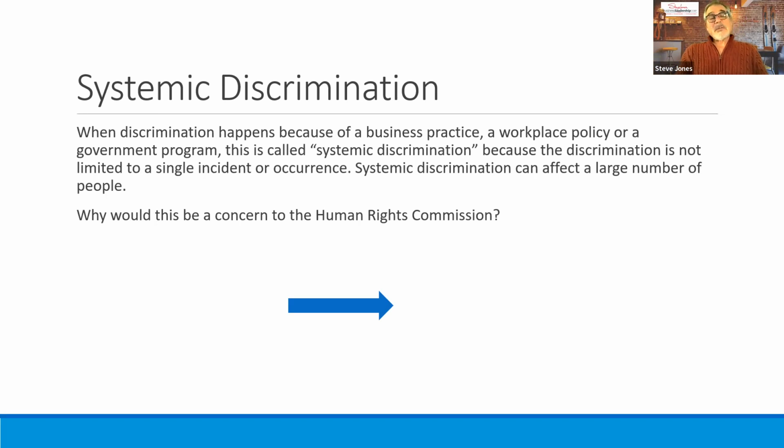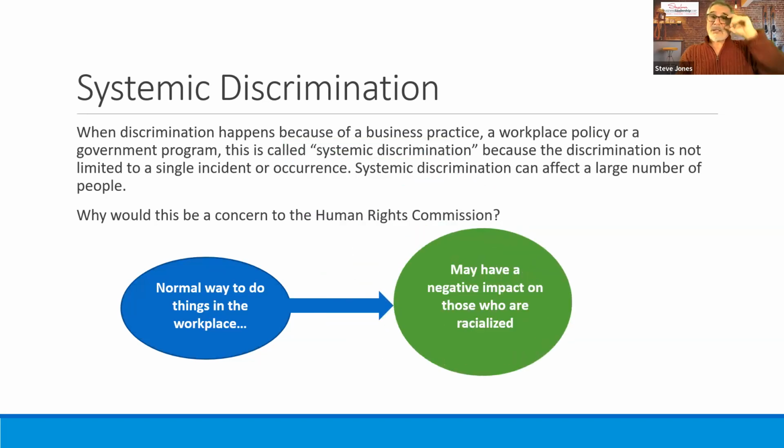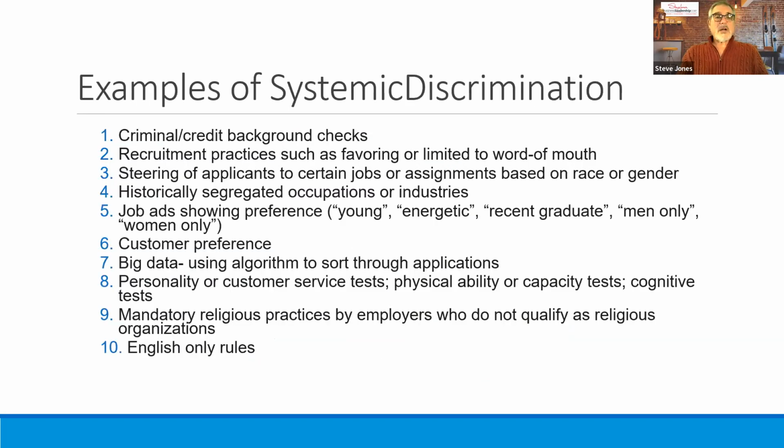So systemic discrimination, if it's not corrected and identified, is often referred to a Human Rights Commission because if companies knowingly and willingly have systemic discrimination in place, it seems to send a signal that they either don't understand what systemic discrimination is or they're perfectly fine with the fact that it exists. And so the normal way to do things in the workplace may have a negative impact on those who are racialized or disabled or something. And so those things are often referred to the Human Rights Commission.